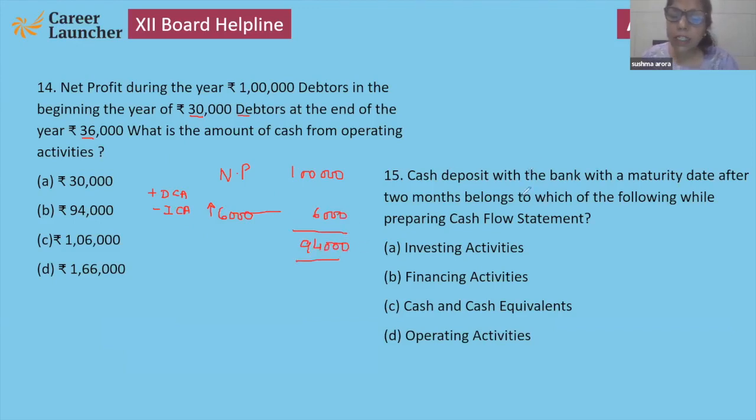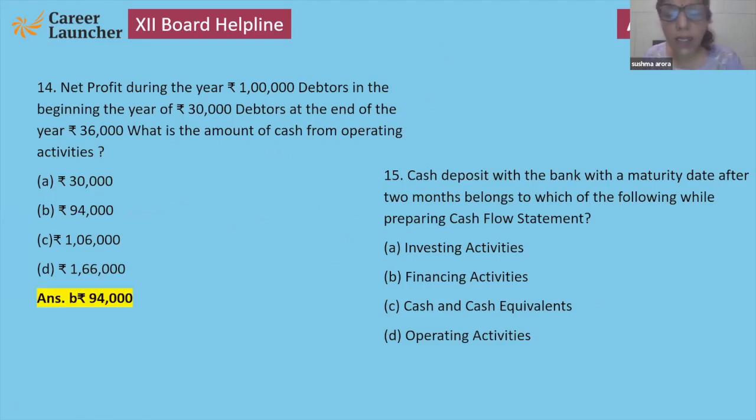Now next, cash deposit will be equal to cash and cash equivalent, because cash deposit into bank, cash, bank, short-term marketable securities, current investments, all are equal to cash. I'm sure you are all able to understand that concept. This is the easiest way to calculate. 94,000 is the answer, and here cash and cash equivalent.